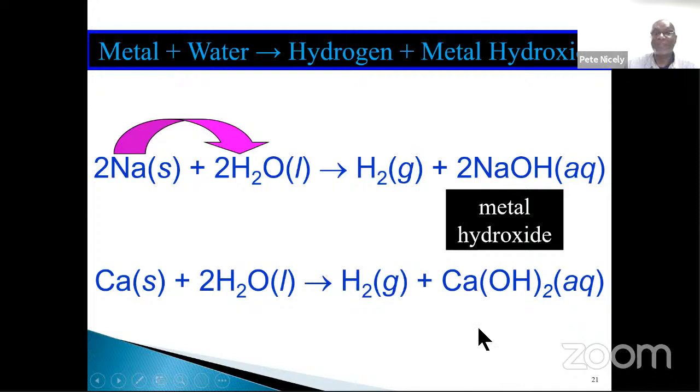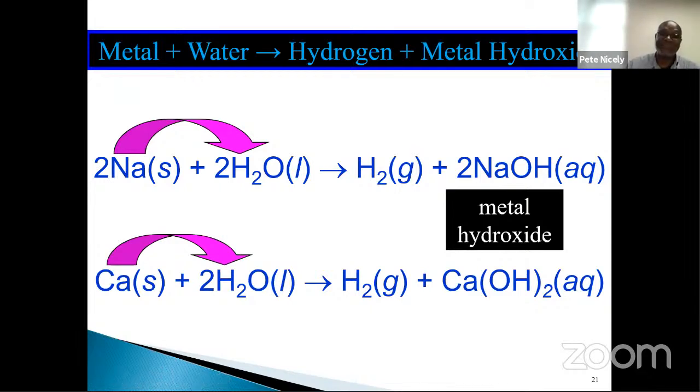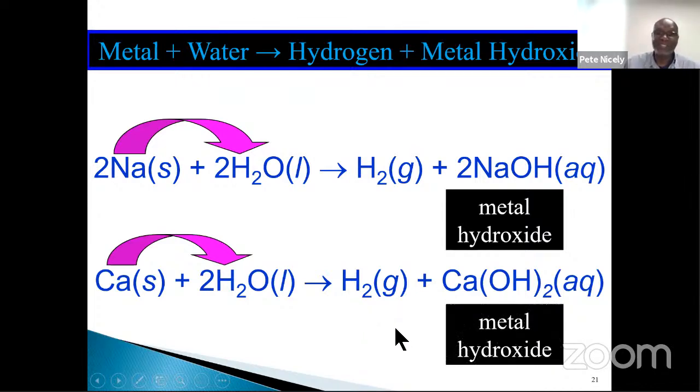Now, the first one is a more vigorous reaction. It happens immediately, and it's a very violent reaction. The one with calcium hydroxide is a much slower reaction, and if you want to speed it up, then you'd have to heat the mixture in order for the reaction to occur. But the same principle applies. The metal is displacing the hydrogen to form the products.